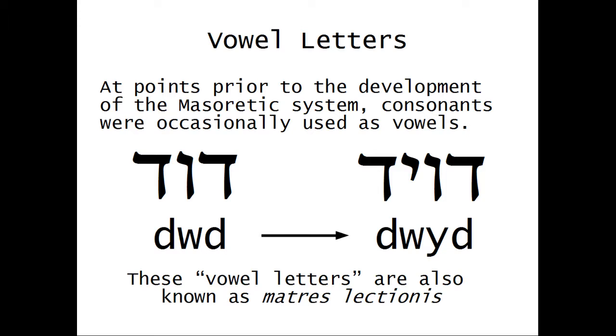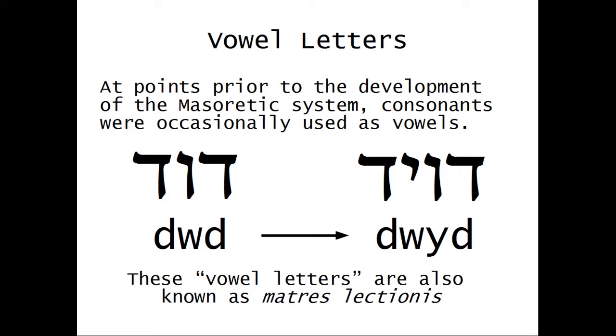Another thing that you will need to know is that at certain points within the development of Hebrew, scribes began to recognize that it would be useful to indicate that vowels were present prior to the development of the Masoretic vowel pointing system. And so earlier, probably 300-400 in the post-exilic period, scribes would use certain consonants to indicate the presence of vowels.